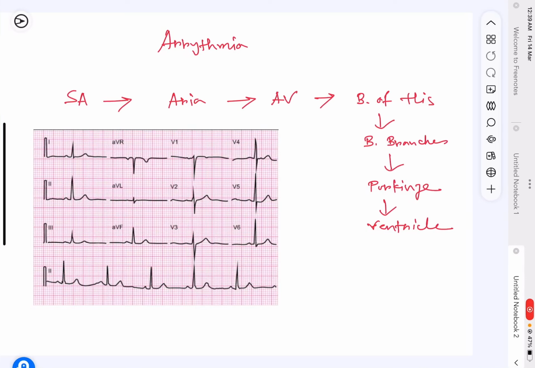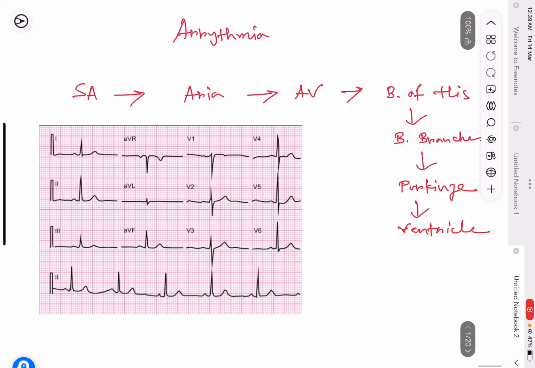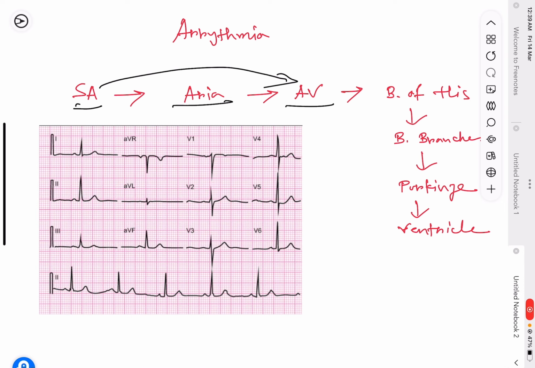Today's topic for our discussion is arrhythmia. So, this is an ECG lead. Okay, we'll come to this later. So, we know the conduction pathway: SA node to atria, then atria to AV node. From the SA node to the AV node, there are internodal pathways. We have three internodal pathways: anterior, middle, and posterior. We know about the names, right? I'll tell you about their names later if you don't know them.